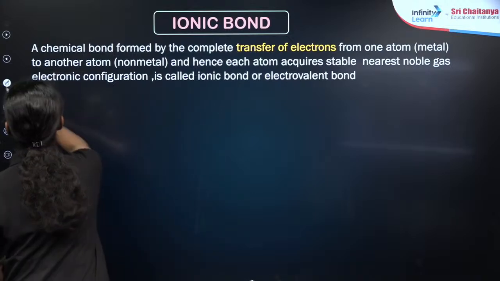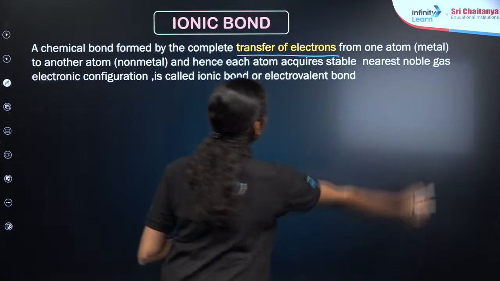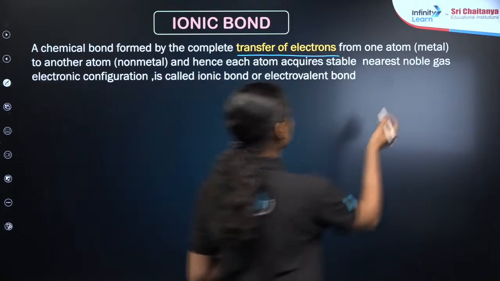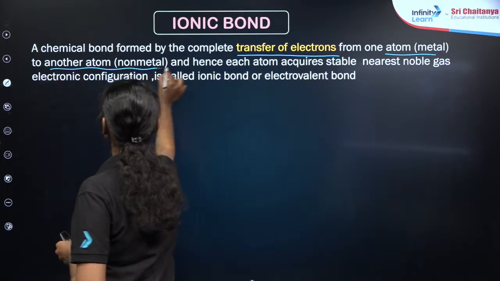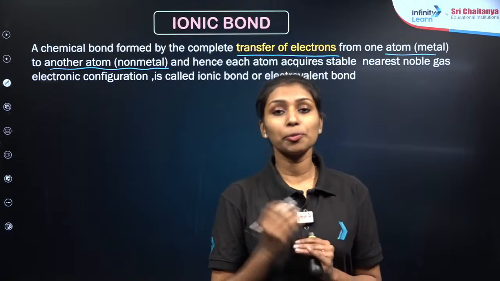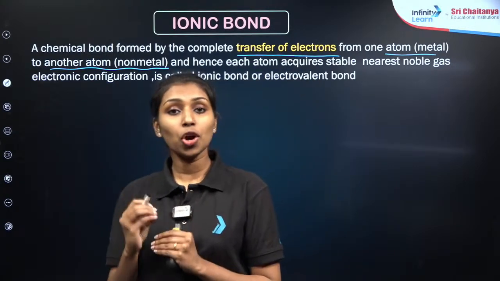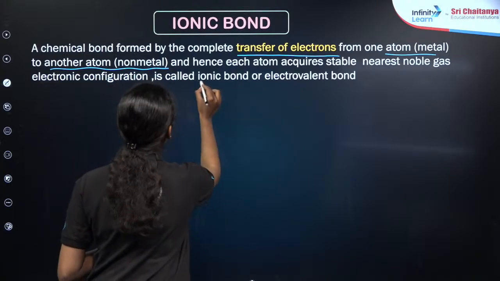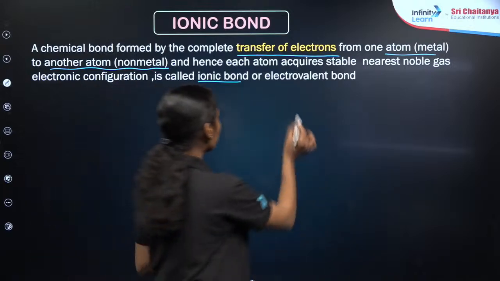As you can see here, I have already highlighted this. This is the bond formed by the transfer of electrons from one atom, mainly from metal to non-metal. The main aim of forming a chemical bond, as I have already mentioned in our previous session, is to attain the octet, otherwise the noble gas electronic configuration, right? That type of bond is known as the ionic bond, or otherwise it is also known as electrovalent bond. Clear?